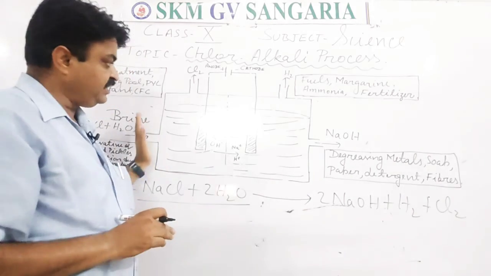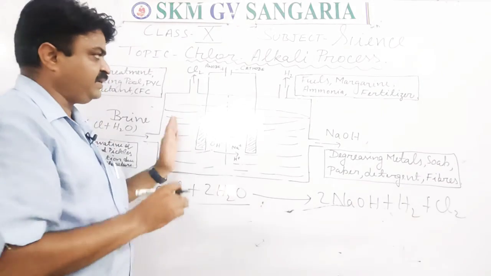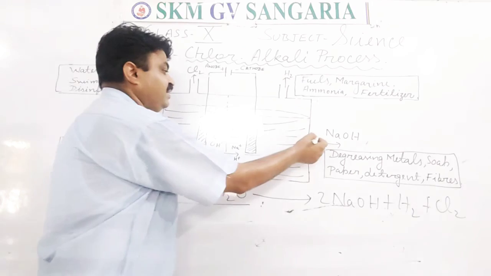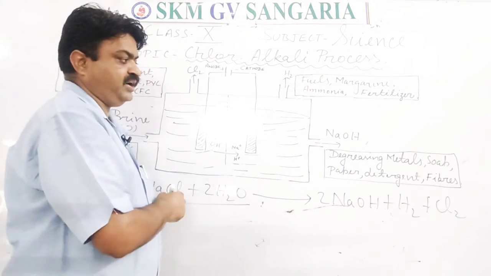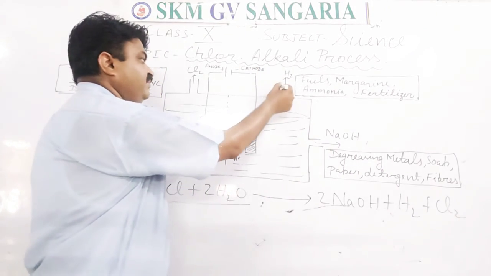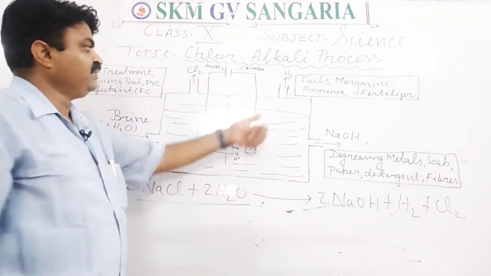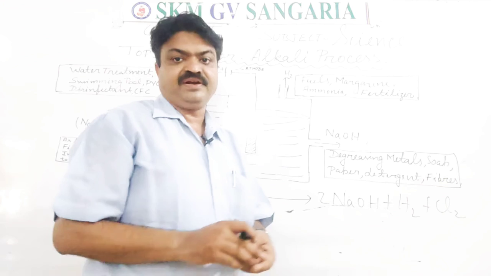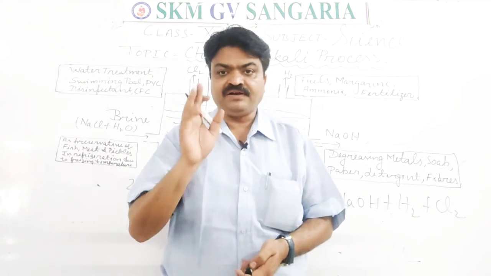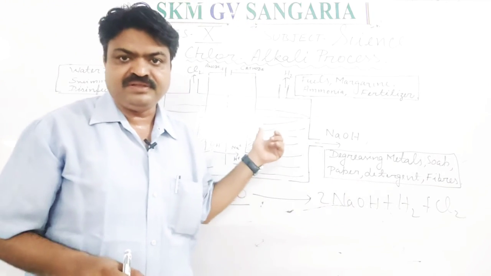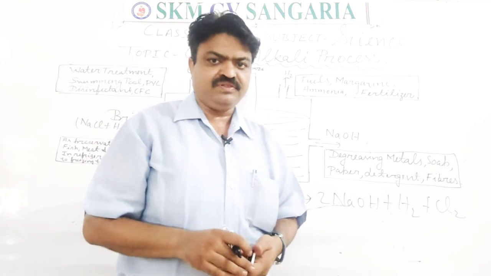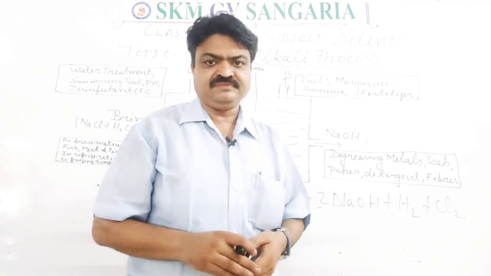So when the brine is entered into this electric apparatus, then from one side we get the sodium hydroxide, and from the upward side we get two different gases, hydrogen and chlorine. So these are the three different chemical substances that we obtain with the help of this chemical process, student. Now, what is the use of these chemical substances?